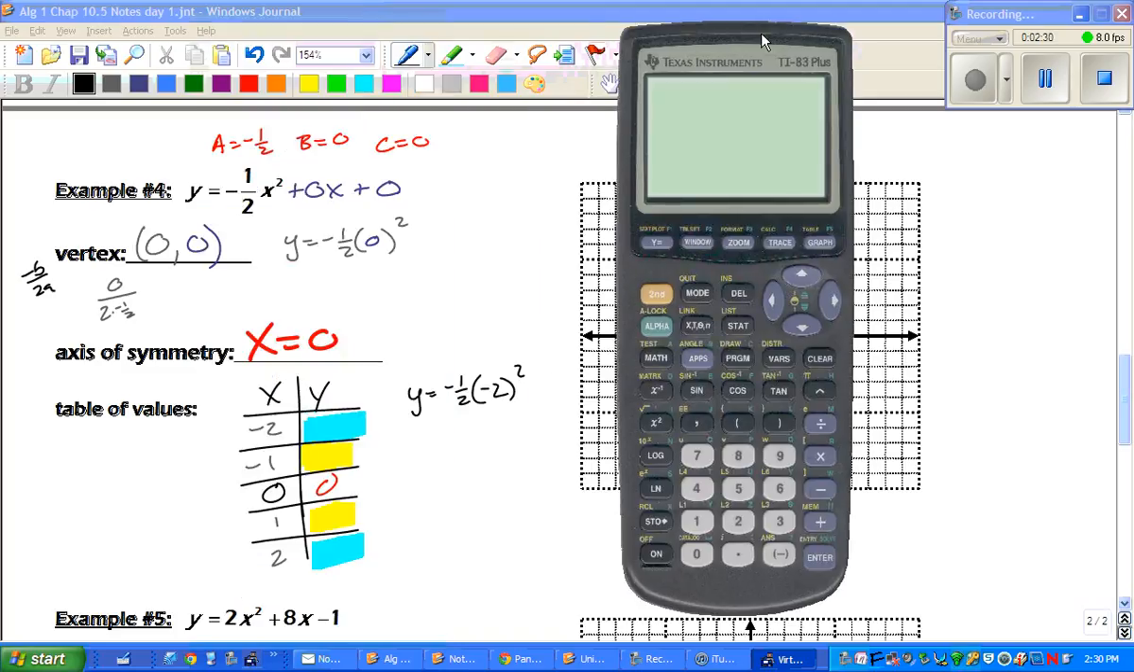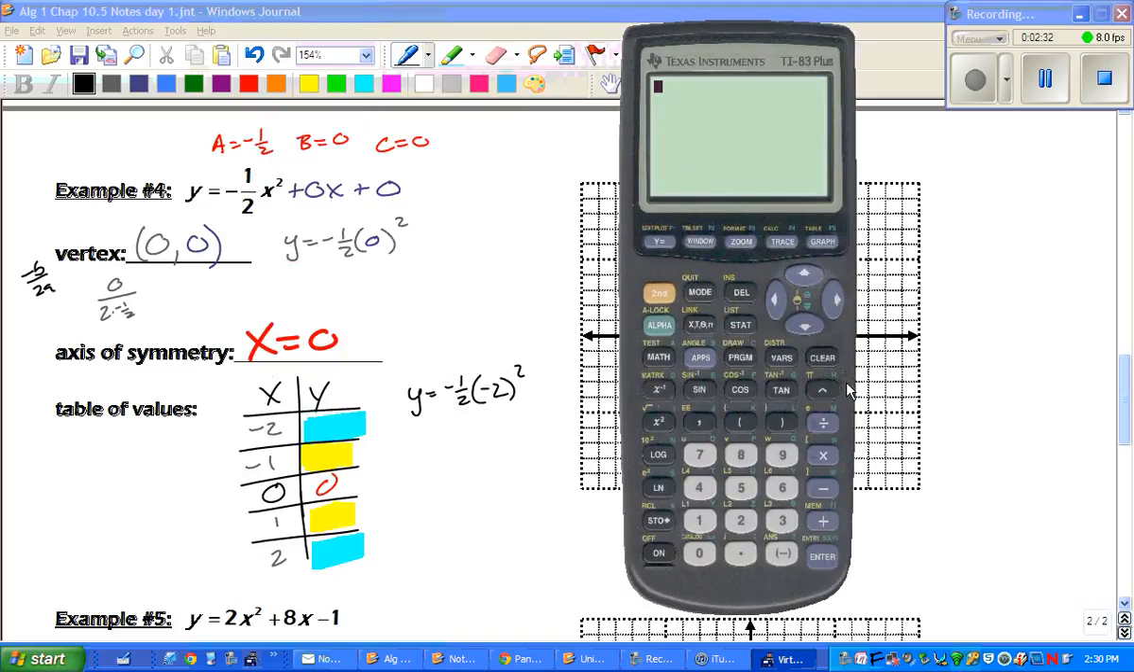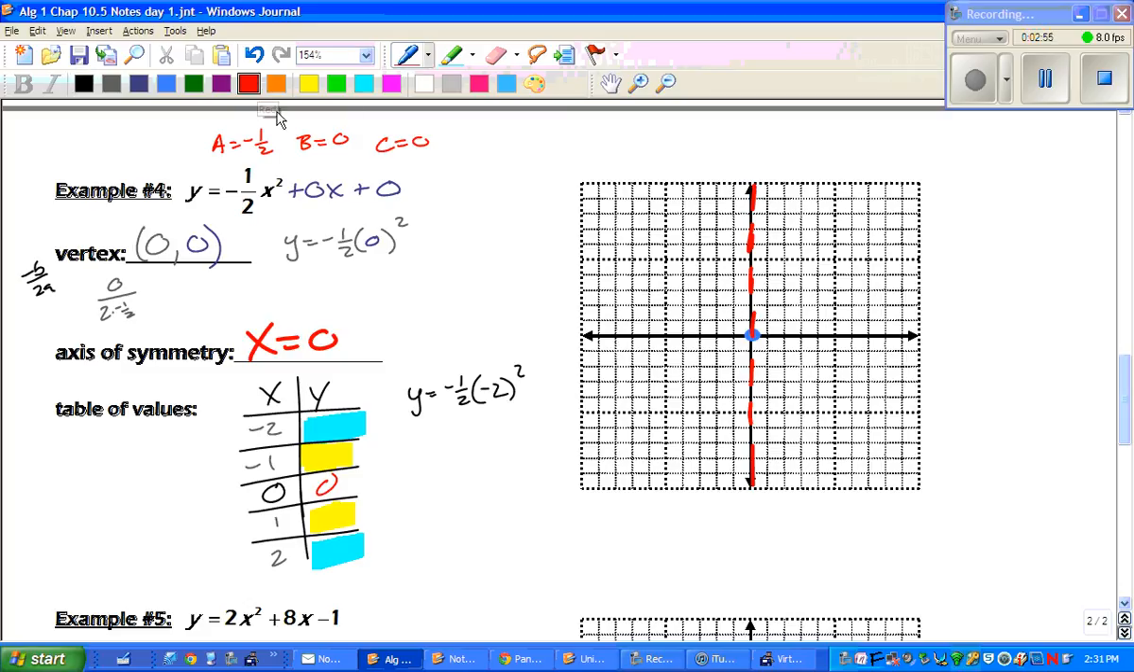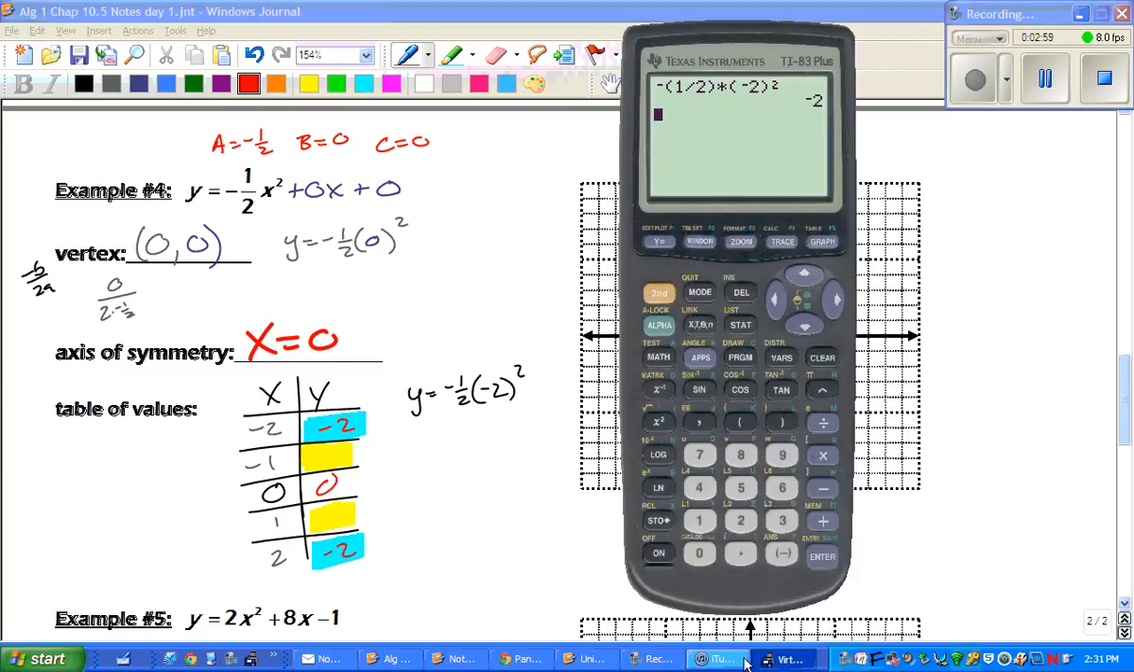So load up your calculator. I'm going to plug it in exactly as I see it: negative 1/2 times negative 2 squared, and we get negative 2. So that means that both of those are negative 2.